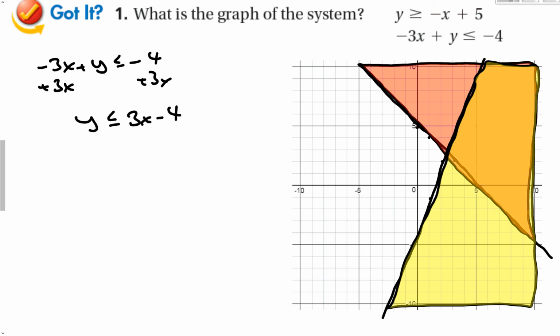Okay? So unlike when we have a system of equalities, there's not just one right answer. Any point, this point, this point, this point, any of these points inside this orange region are solutions to this system.